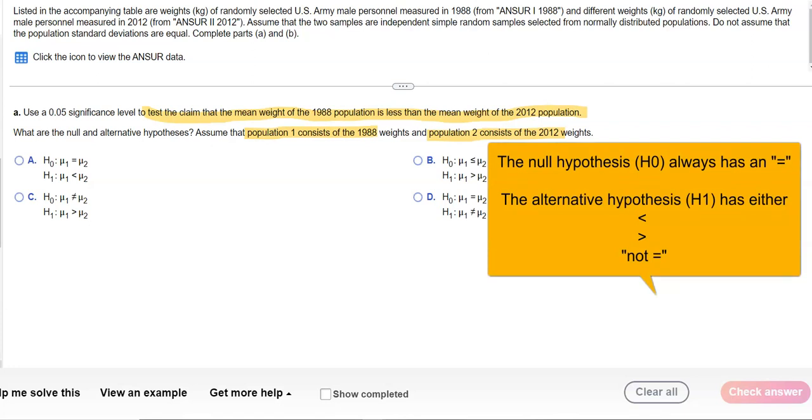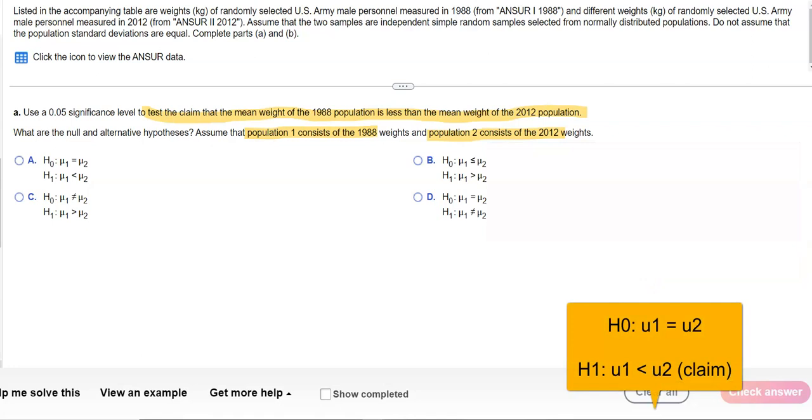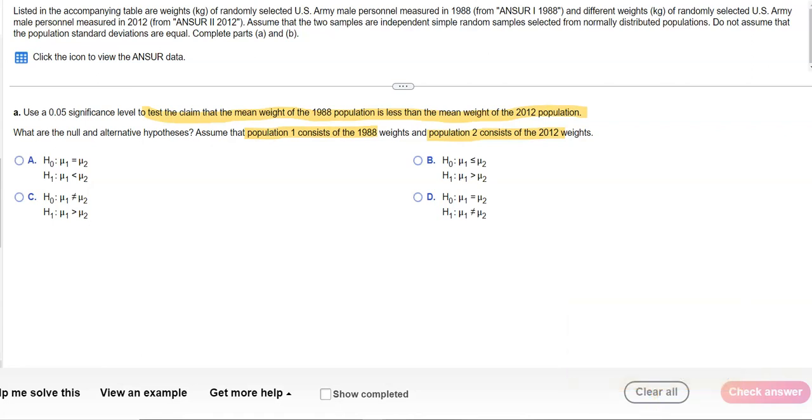Remember, the null hypothesis always has an equal sign in it. So what we should have here is a null hypothesis H0 where mu1 is equal to mu2, and an alternative hypothesis where mu1 is less than mu2. And that alternative hypothesis in this case would be our claim. So that's going to be in letter A.